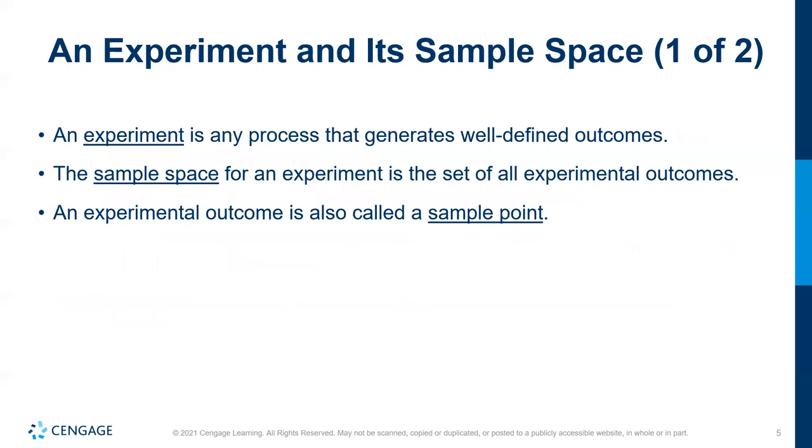All right, so these are just a couple terms you should know. Experiment is something that defines outcomes, gives well-defined outcomes. Sample space is all of the possible experimental outcomes. And an experimental outcome is sometimes also called a sample point, or within the sample, the outcome was this given point.